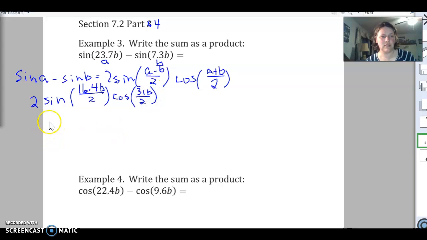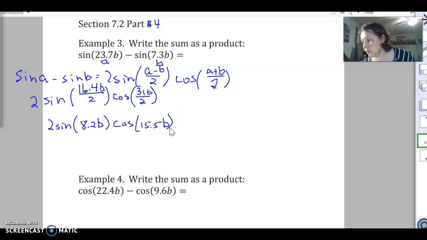Very good, and then we're just going to simplify that. So 2 sine of 8.2b and cosine of 15.5b. Double check our answer. Yep. And that's all we have to do for that one. Alright, we'll go on to example 4.